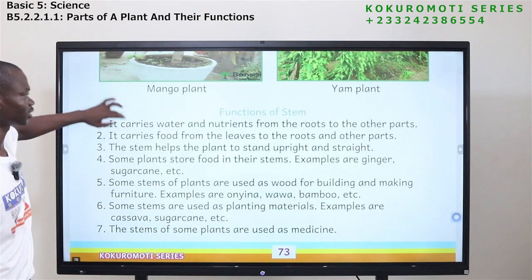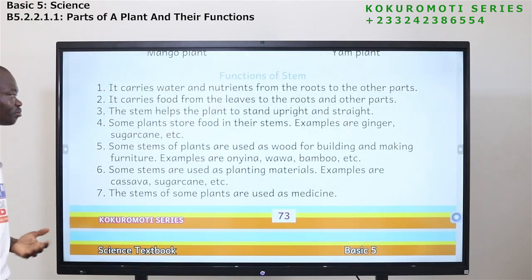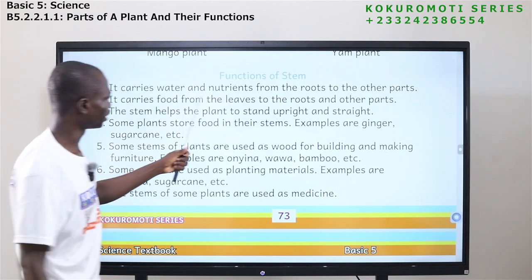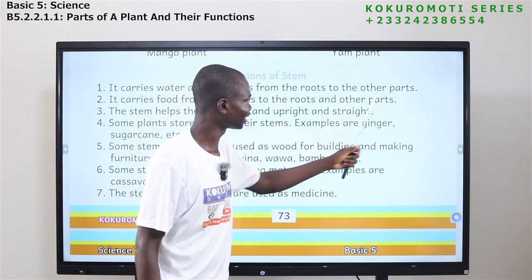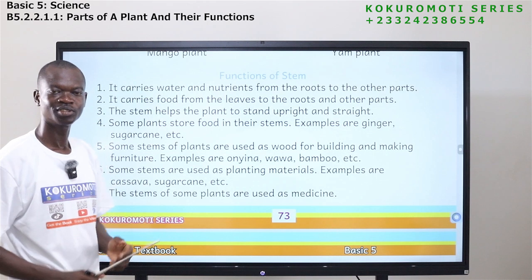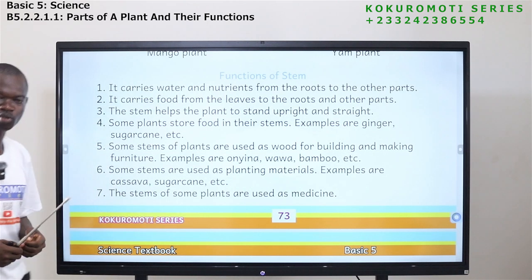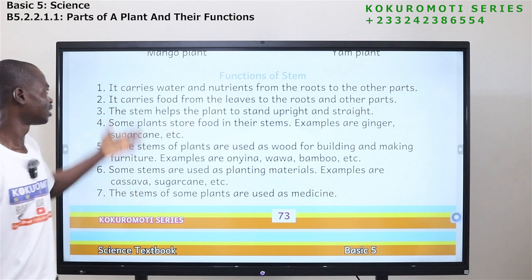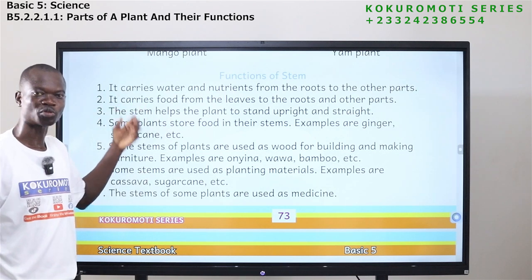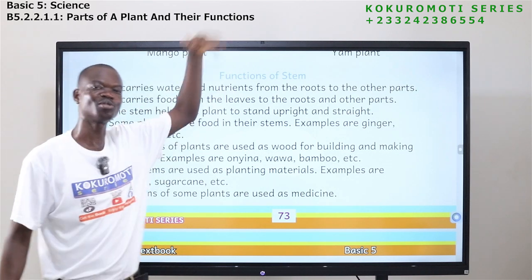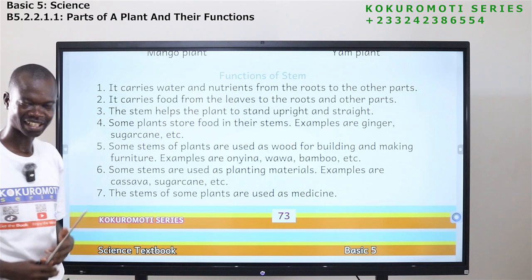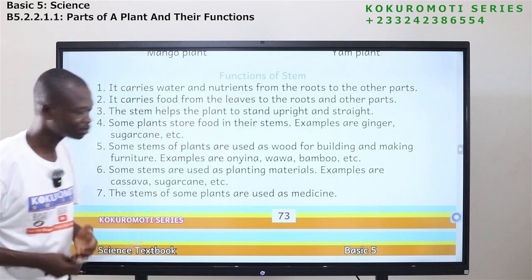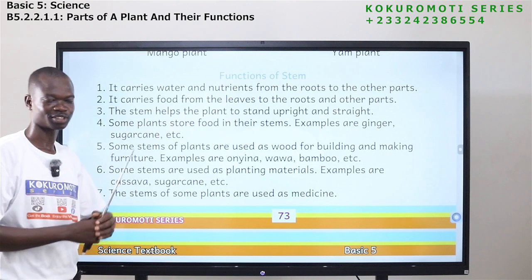Now let's look at the functions of the stem. One, it carries water and nutrients from the roots to the other parts. So when the root absorbs water and nutrients from the soil, the stem will carry them to the different parts of the plant.